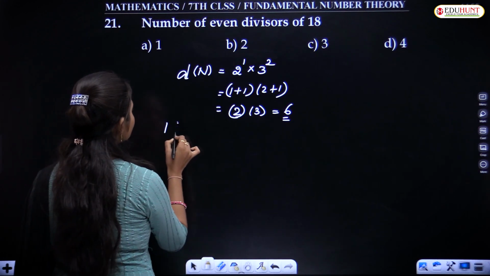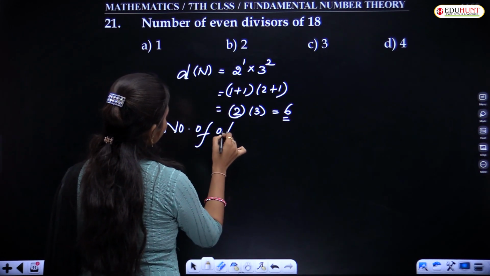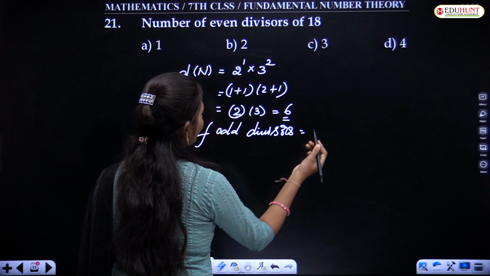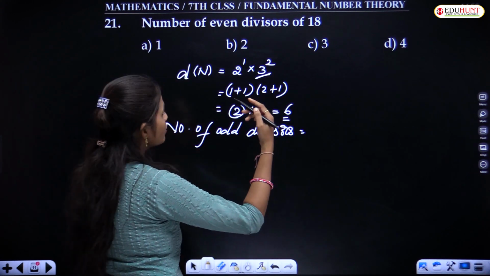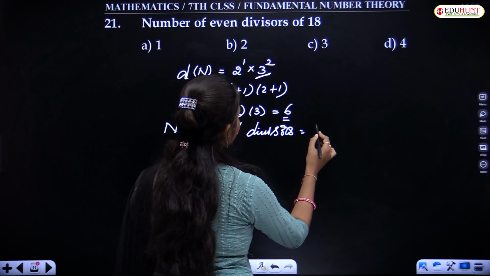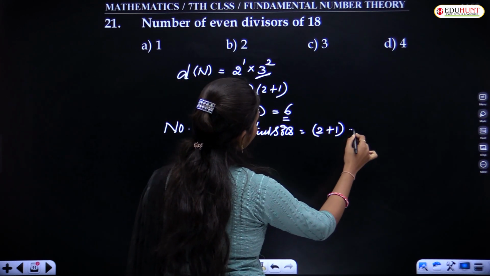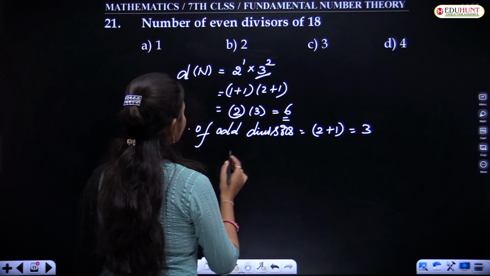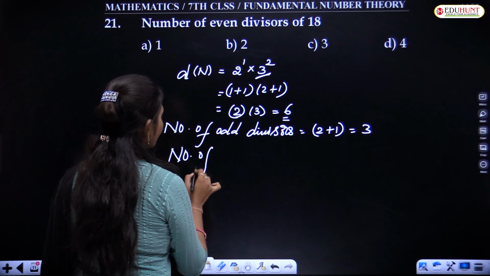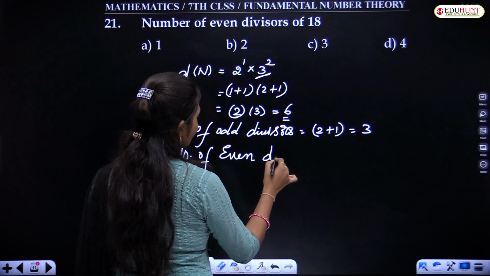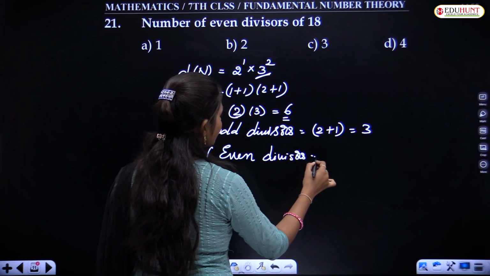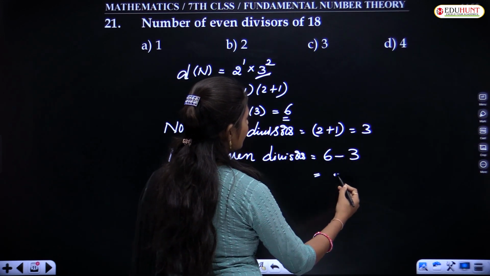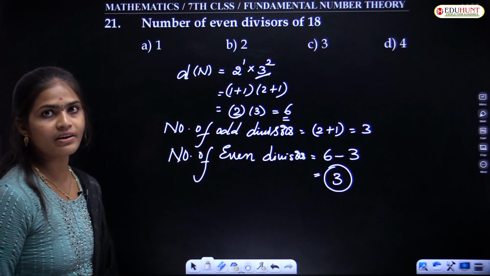Number of odd divisors. Here we have to see the number of odd divisors. How many odd divisors are there? We just have to check the odd prime powers only, so that is 2 plus 1, which is equal to 3. So 3 odd divisors are there. Now the number of even divisors. What is the formula? That is the total number of divisors minus the number of odd divisors. Then you will get the number of even divisors.